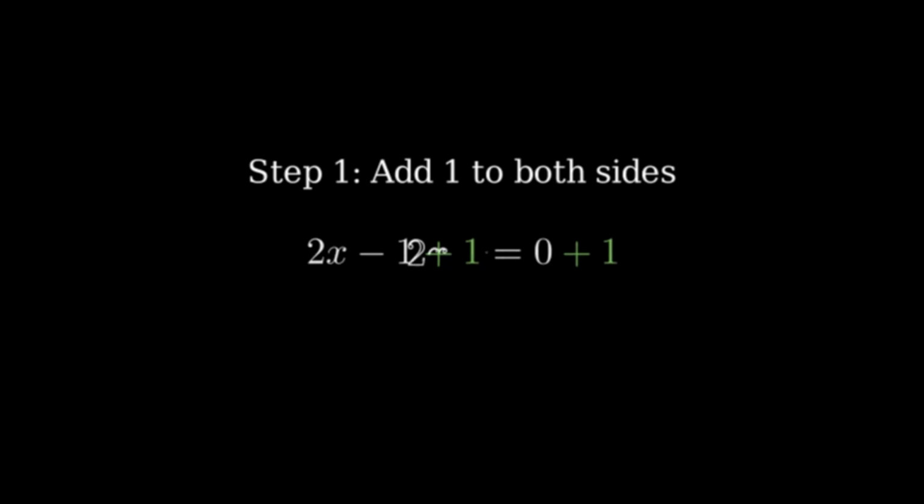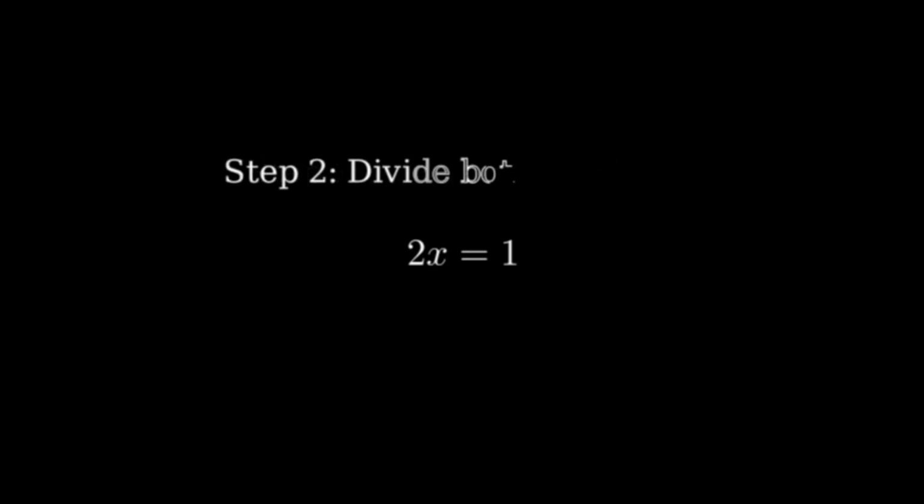Simplifying the left side, negative 1 plus 1 equals 0, leaving us with just 2x. On the right side, 0 plus 1 equals 1. So our equation becomes 2x equals 1. Now that we have 2x equals 1, we need to isolate the variable x. To do this, we'll divide both sides of the equation by 2, which is the coefficient of x. Dividing both sides by 2 maintains equation balance.